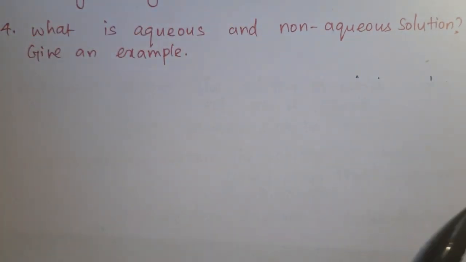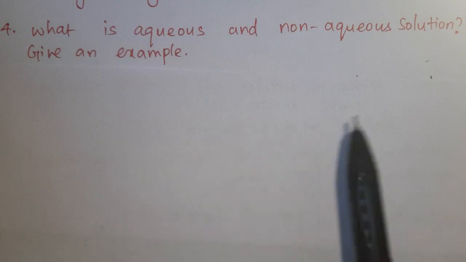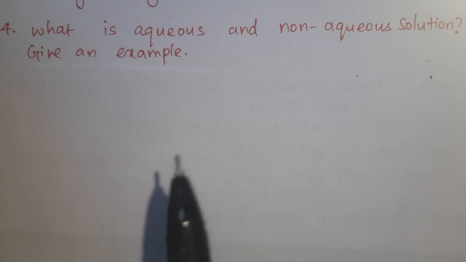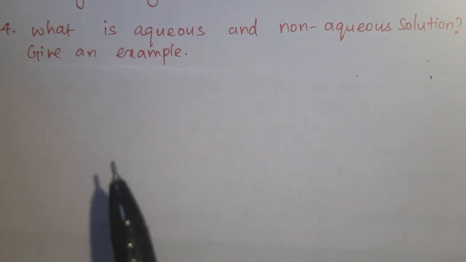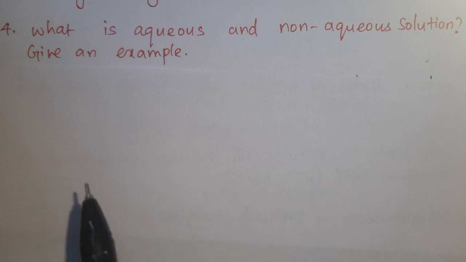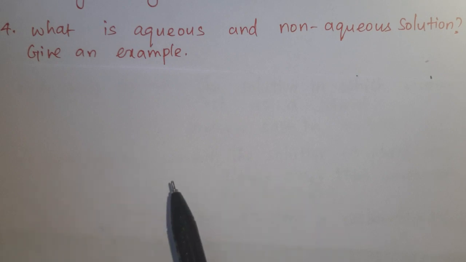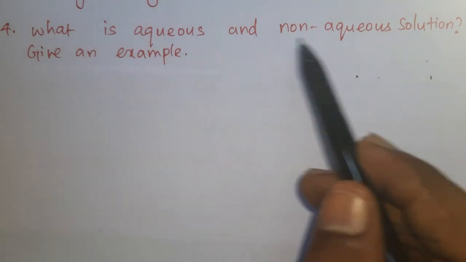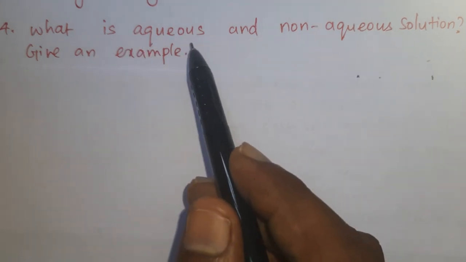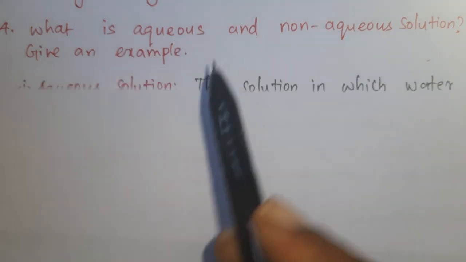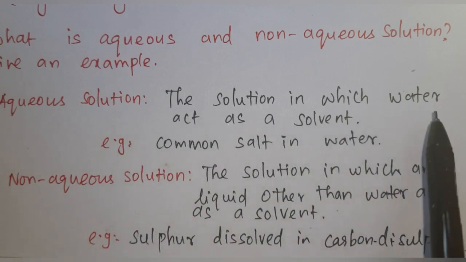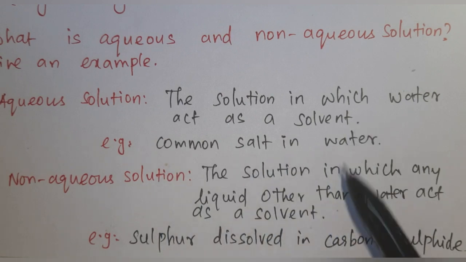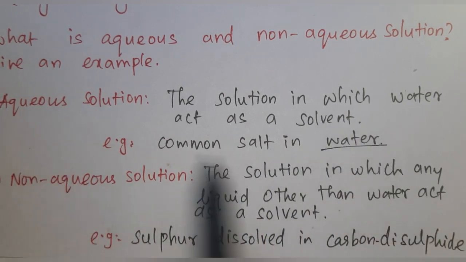Sometimes in a non-aqueous solution, to dissolve some other substance like sulfur, we need carbon disulfide. That means in a solution, if we use any liquid other than water as a solvent, that is a non-aqueous solution. Non-aqueous means water will not act as a solvent. Aqueous means water will act as a solvent. Aqueous solution: the solution in which water acts as a solvent. Example, common salt in water. Now water acts as a solvent, that is an aqueous solution.